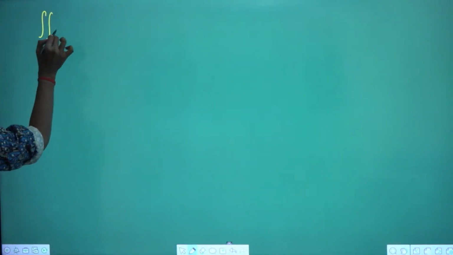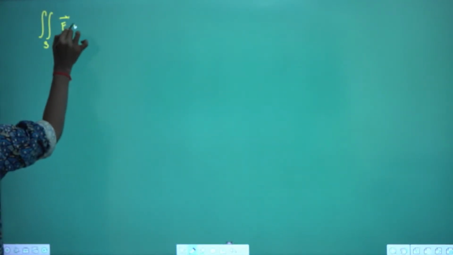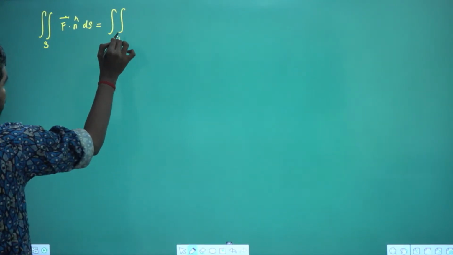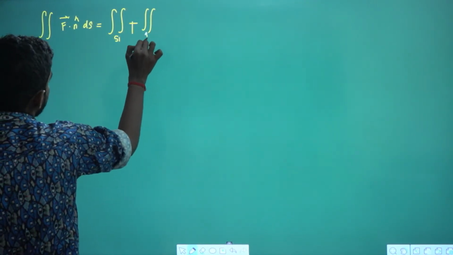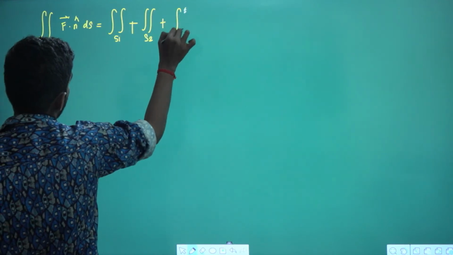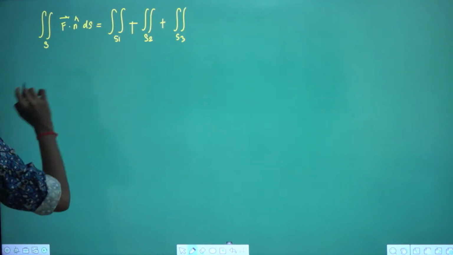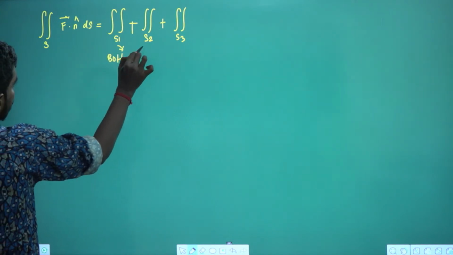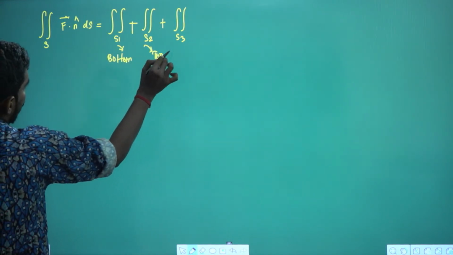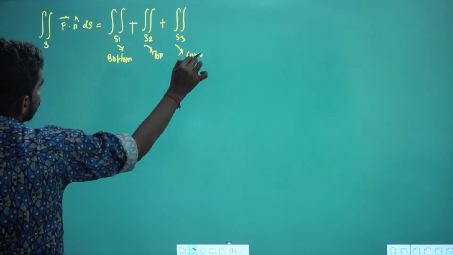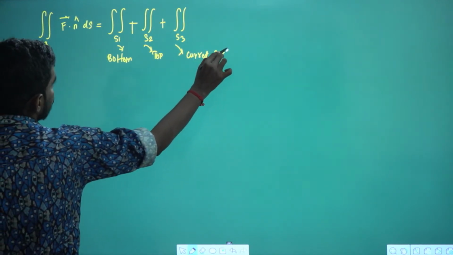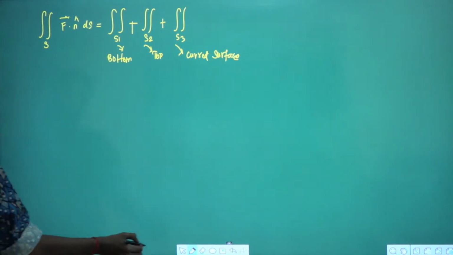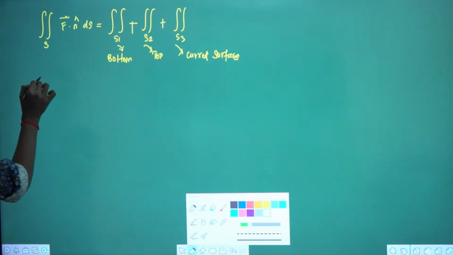So double integral over S of f vector dot n cap ds. There are three surfaces here: the bottom surface, the upper surface and the curved surface, right? This is our bottom, this is our top surface, and this is your curved surface. Now first we will do one by one.